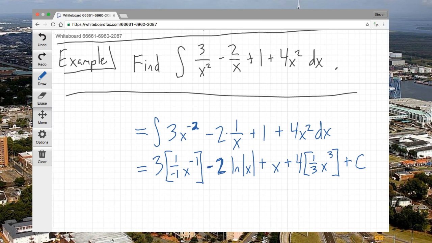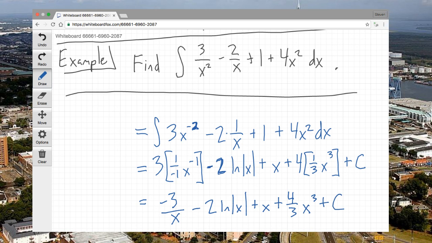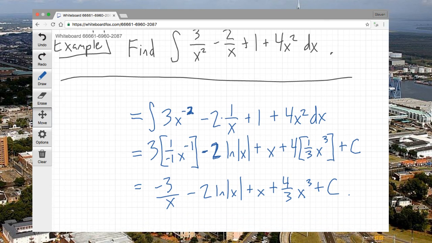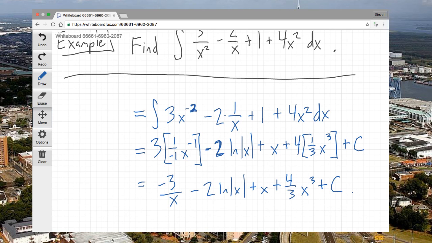Okay, but now it's just a matter of simplifying. I've got 3, 1 over negative 1, that's a negative 3, and then x to the negative 1 means I can bring it down to a denominator, minus 2 natural log absolute value x plus 4/3 x cubed plus c. Okay, and that wraps up the problem. So now we can do these integrals involving 1 over x terms.